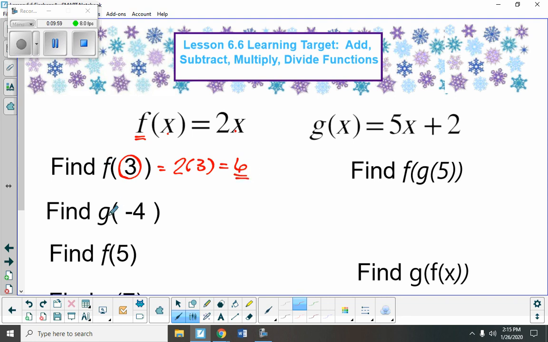This is saying what's the g function's value when x is a negative 4. So the g function is over here. So it would be 5, and the x input is a negative 4 plus 2. And that would be negative 20 plus 2 is a negative 18. So the g function's value when x is a negative 4 equals negative 18. Here's another one, find f of 5. So the f function's value when x is 5. So instead of the x, we're going to put a 5, and that would be 10.